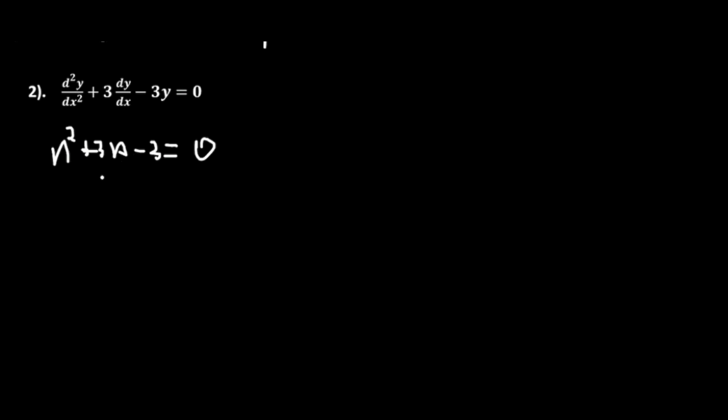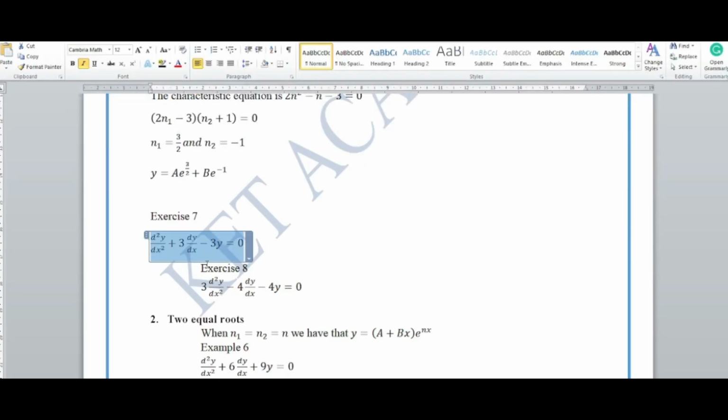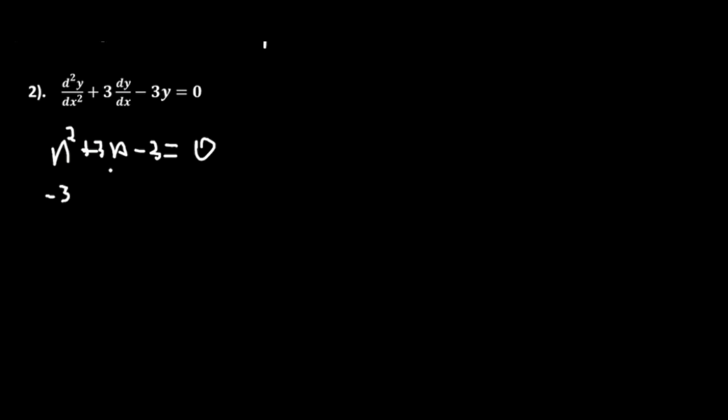We're looking for factors of -3 such that when we add them it should give us 3, and when we multiply it should give us minus 3. So basically here we're going to use our formula method.